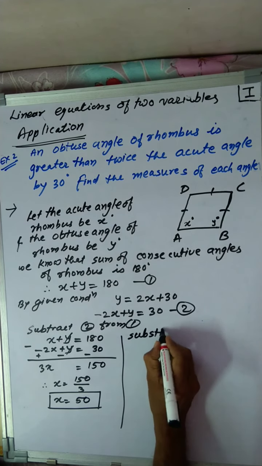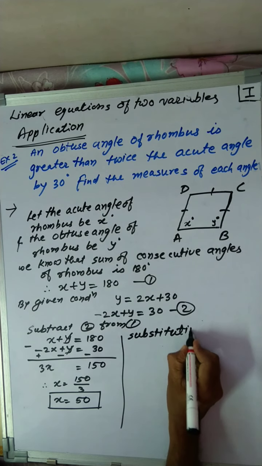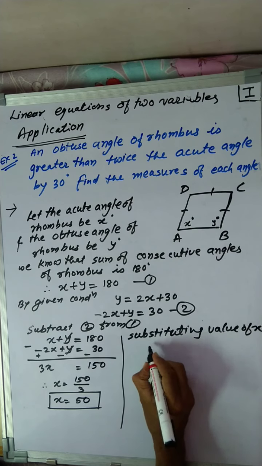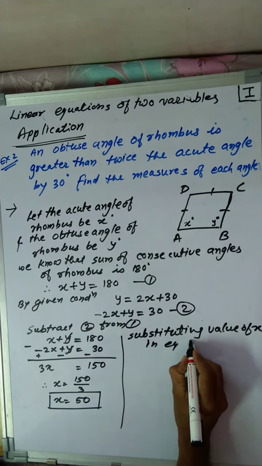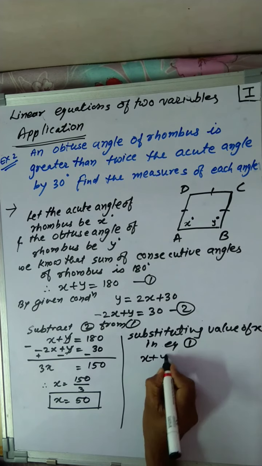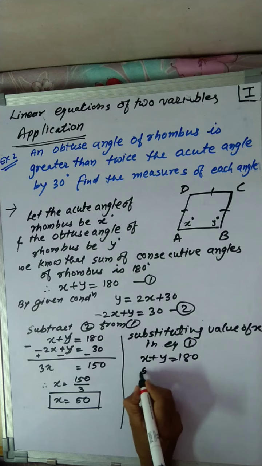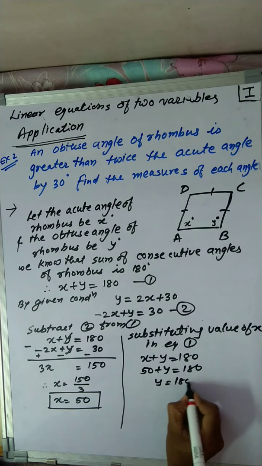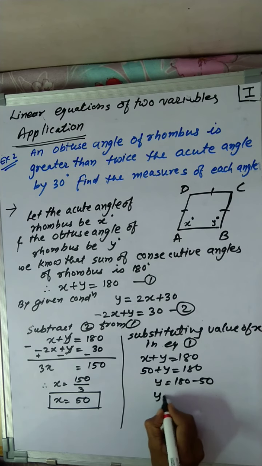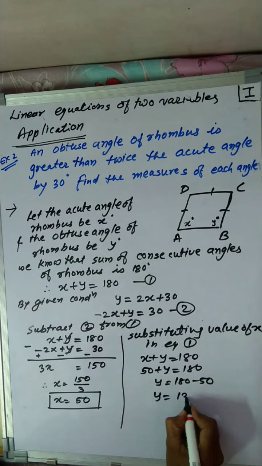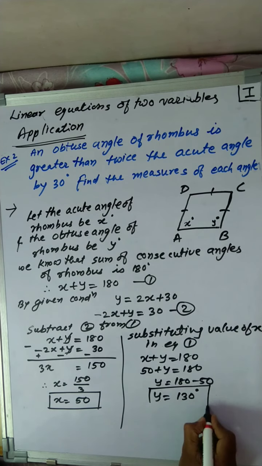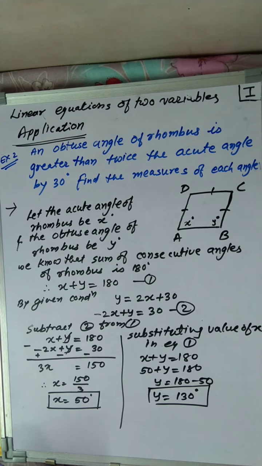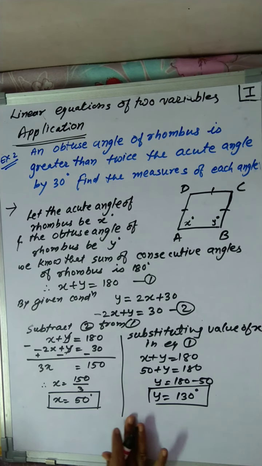Substituting the value of x in equation 1, that is x plus y is equal to 180. That means 50 plus y is equal to 180. Therefore y is equal to 180 minus 50. Hence y is equal to 130 degree. We get two angles. X is equal to 50 degree and y is equal to 130 degree.